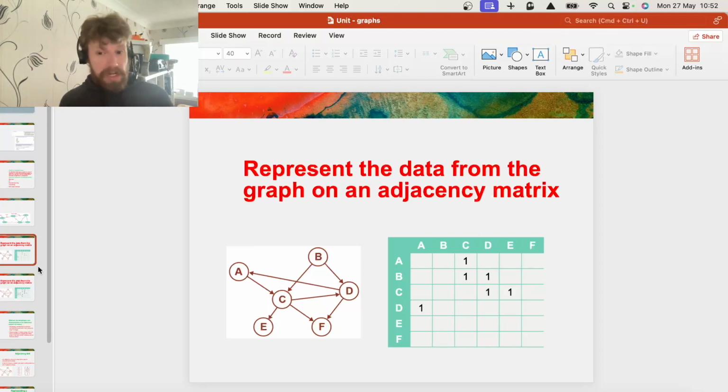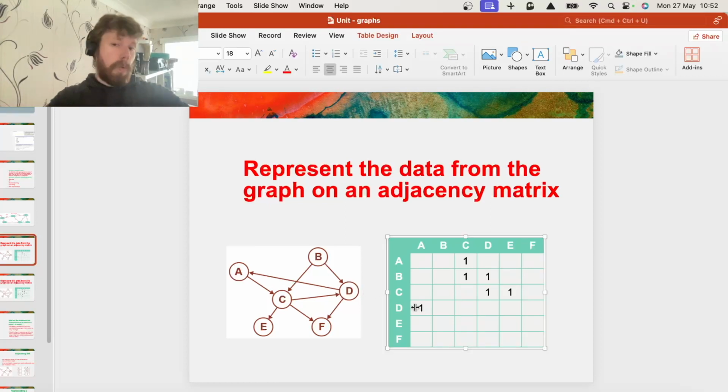Now, this one isn't finished, and I'm just going to show you how to finish this off. Okay, so this is a directed, but it's unweighted. The only difference is let's say that there was a 6 going from D to A. Okay, so D to A. All we'll do is instead of putting a 1 there, we just put a 6 there. Okay, that's the only difference when it's weighted and unweighted.